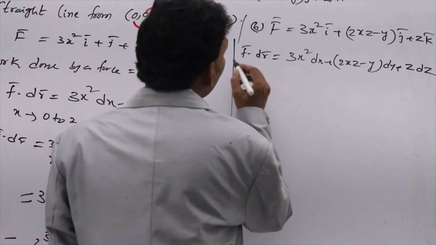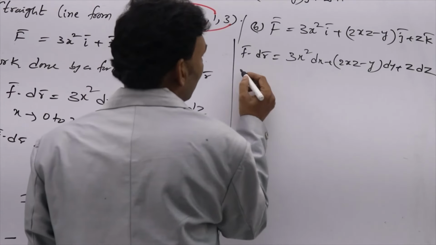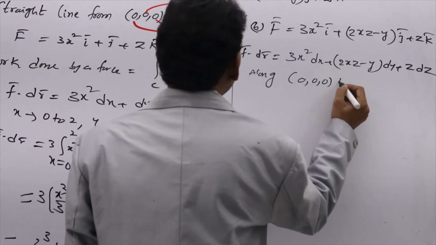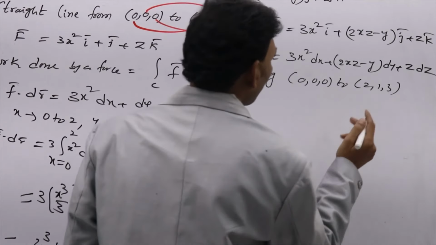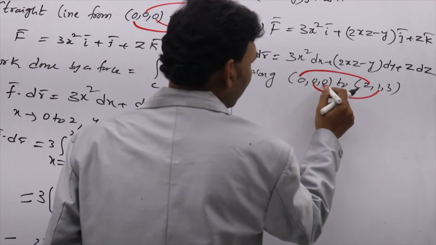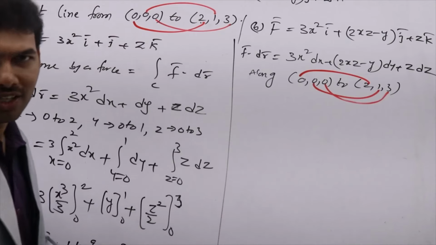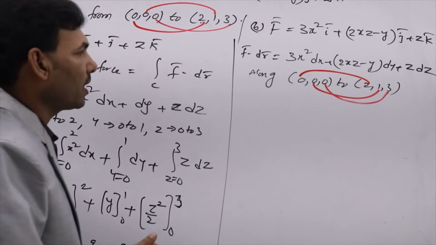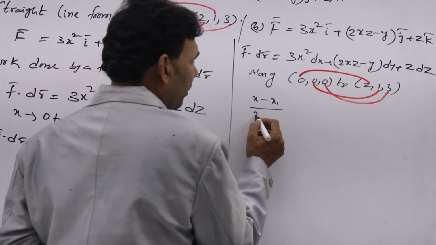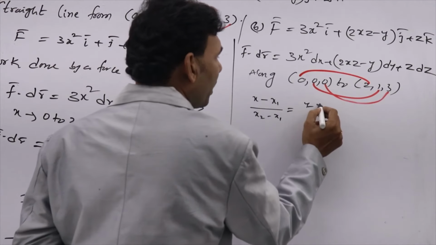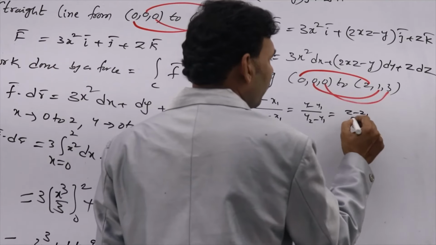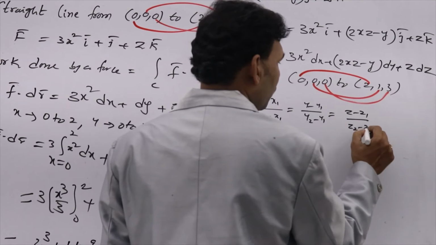Here, along AB direction, for example, these are the points. Along 000 to 213, if you observe, every variable is varying. X is varying, y is varying, z is also varying. No variable is constant. Then you can find the relation using this formula: x minus x1 by x2 minus x1, y minus y1 by y2 minus y1, z minus z1 by z2 minus z1.